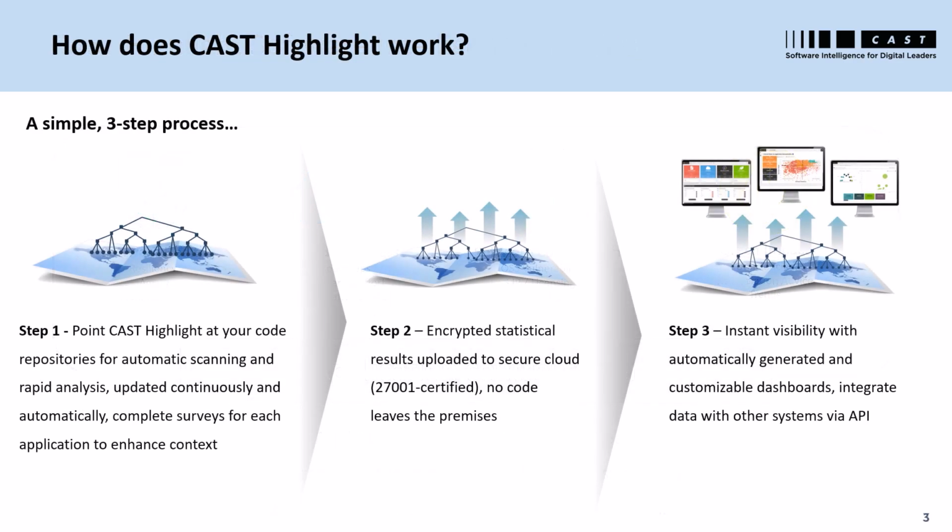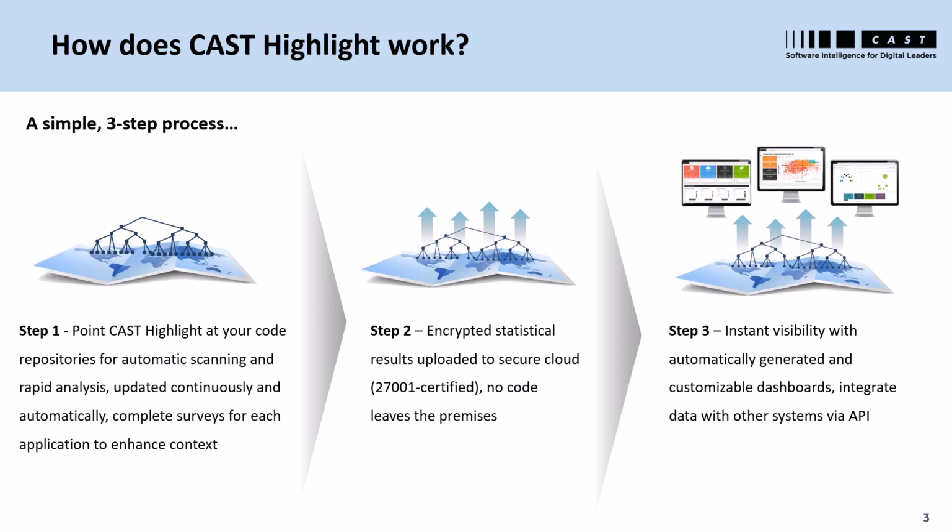The process for implementing CAST Highlight is pretty straightforward. First, CAST Highlight can be pointed at code repositories for automated scanning and rapid analysis of source code for applications. It can be updated continuously and automatically, and then application owners complete a few surveys for each application to enhance the context and enhance the analytics coming from the source code analysis.